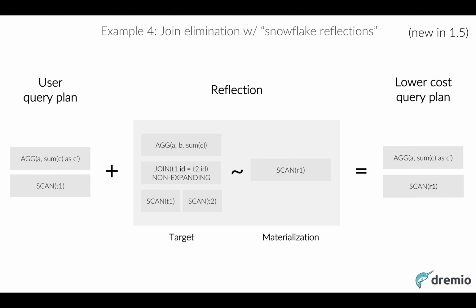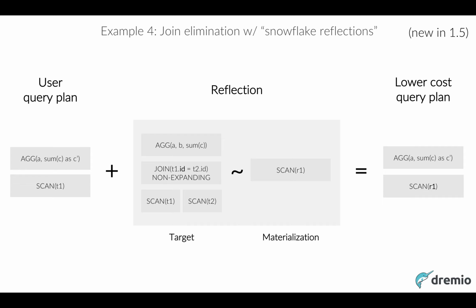And so what we're able to do in this case is that even though the user's query is only on the T1 table, and the reflection itself was created on a join between T1 and T2, we can actually leverage this reflection to accelerate this query. You can see that we're able to utilize the reflection and then aggregate by A and sum C on top of that reflection, right?